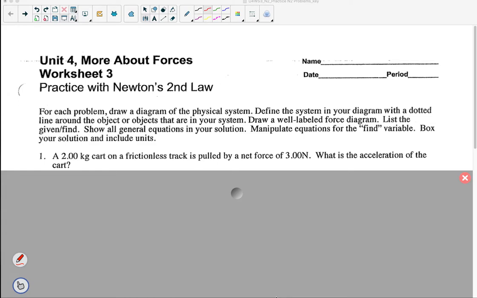Today we're going to take a look at some problems from Unit 4 Worksheet 3. We'll look at a pair of them right now. The first one's pretty simple. The second one's a little more challenging. It is really important that you read all parts of the directions before we get rolling to make sure that you do all the parts.